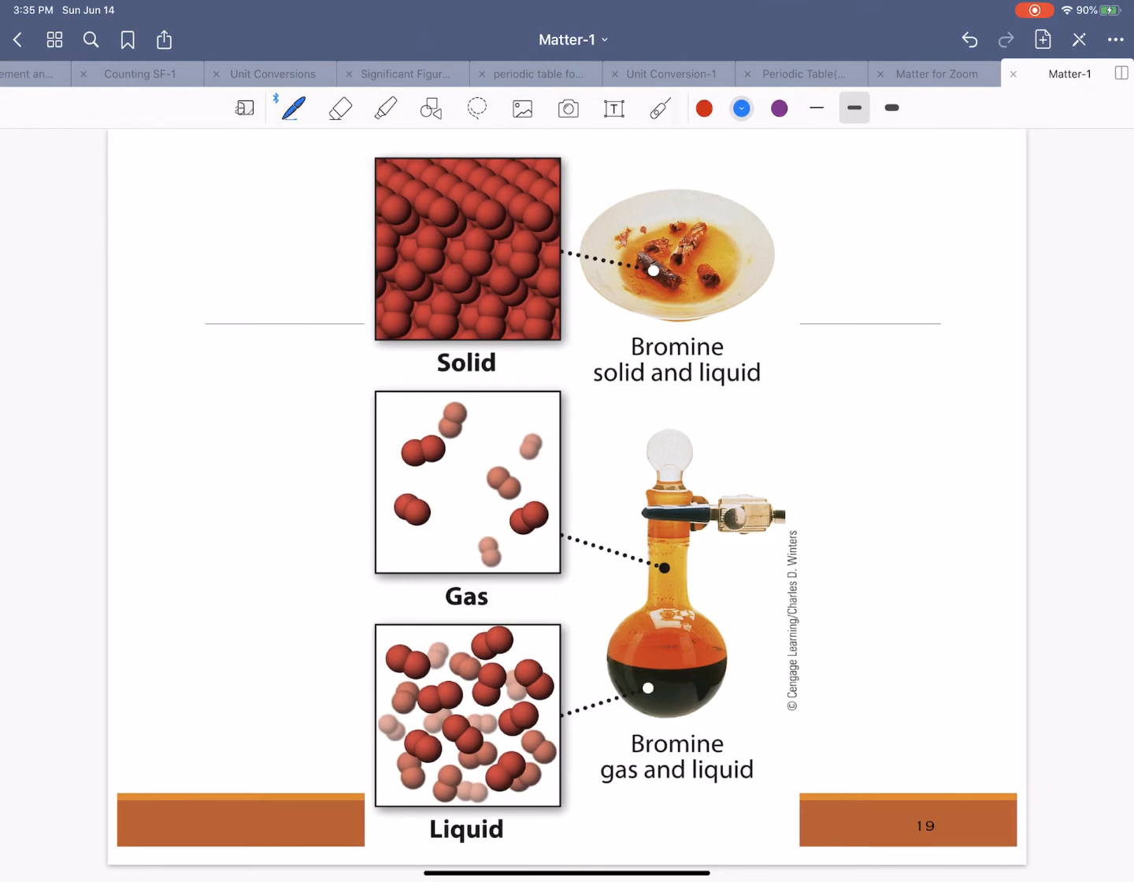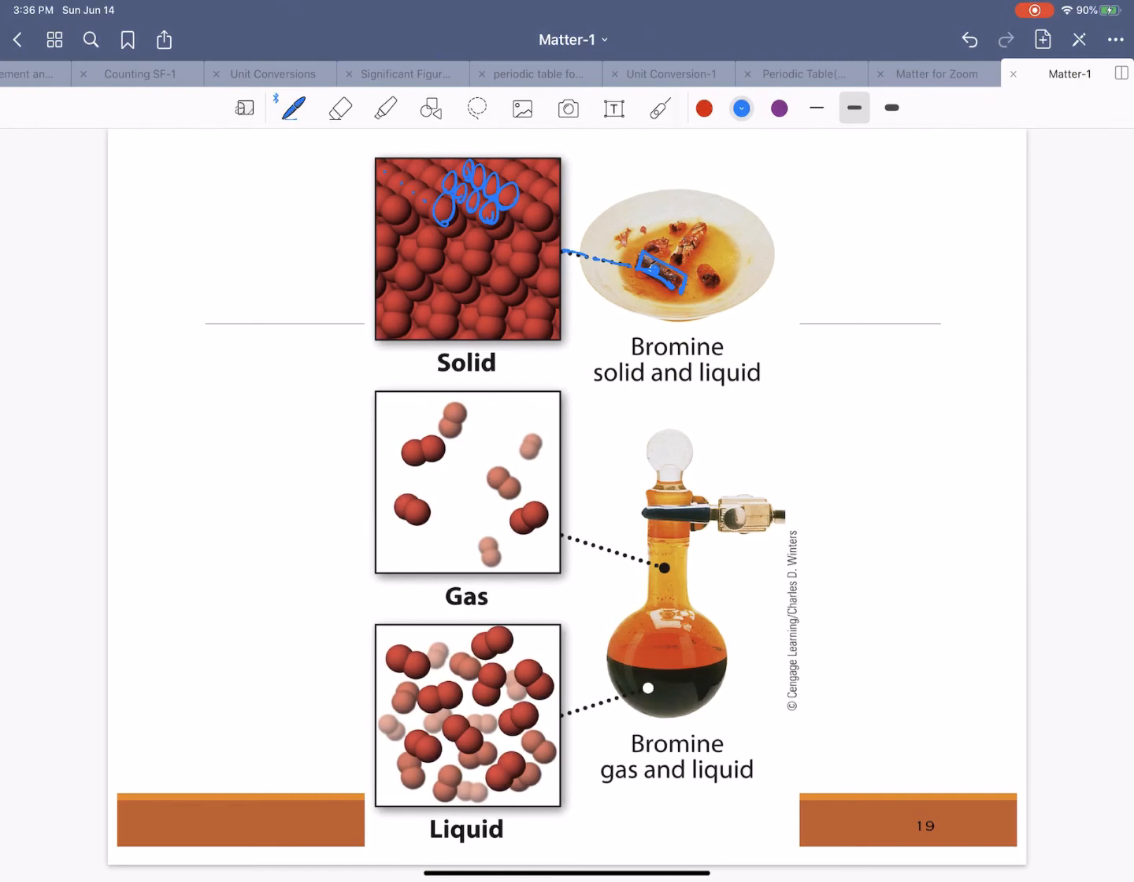So we can see here bromine as a solid, and then the author wants us to focus on this spot and imagine the atoms lined up this way. Bromine, bromine, bromine, bromine, bromine, lined up in a regular, repeating, 3-dimensional structure. We would call that a crystalline structure. So it looks like we just have bromine atoms lined up.